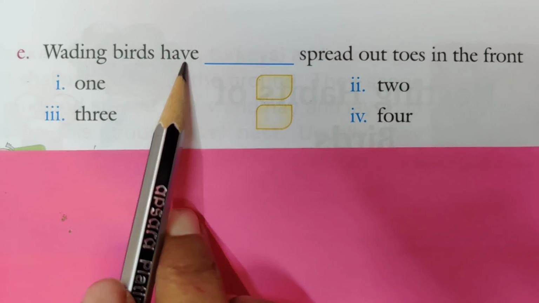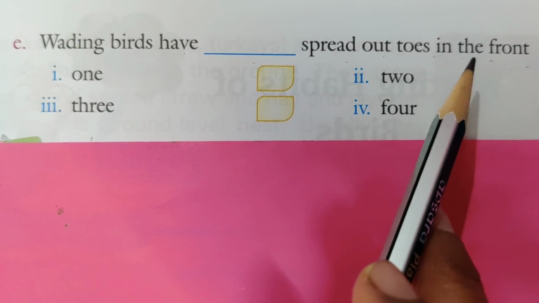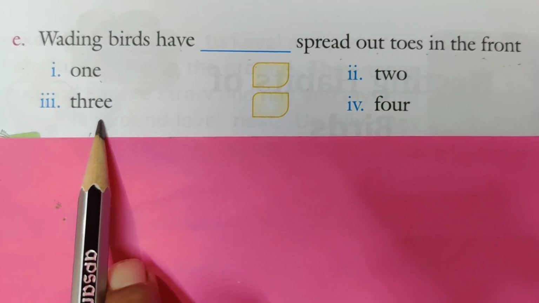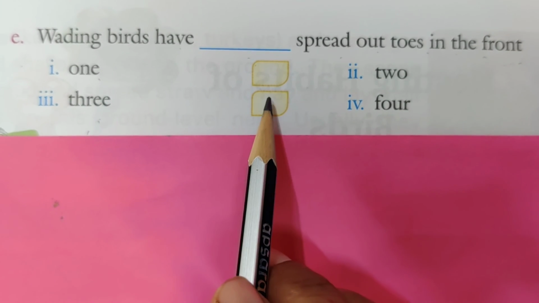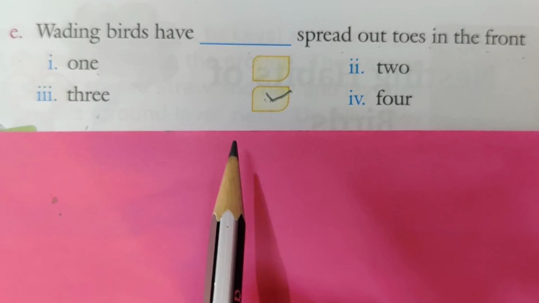Wading birds have dash spread out toes in the front. How many toes did it have, Nana? In front, how many toes? 1, 2, 3. So wading birds have 3 spread out toes in the front.